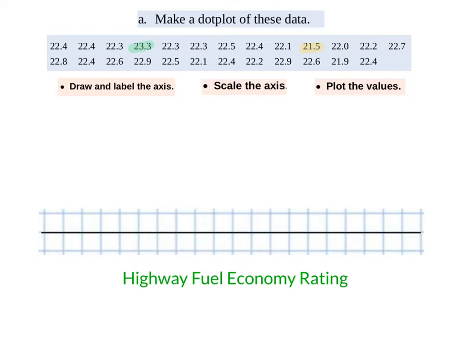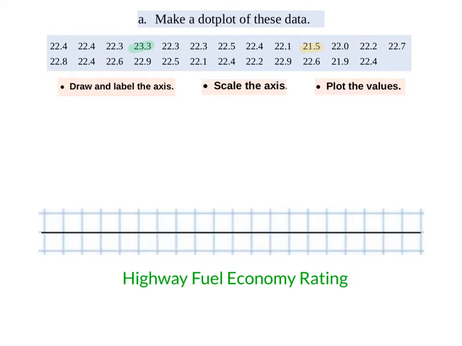So the easiest way that I find to do this by hand is to do it on graph or grid paper. Makes your life a little bit easier. So what I've done is I've taken a snippet of a little bit of graph paper and I've drawn a thicker black line there. So I've drawn our axis. So I need to label the axis here, which I've also done. I've called it highway fuel economy rating because that's what we're talking about. That's what those numbers or data points represent.